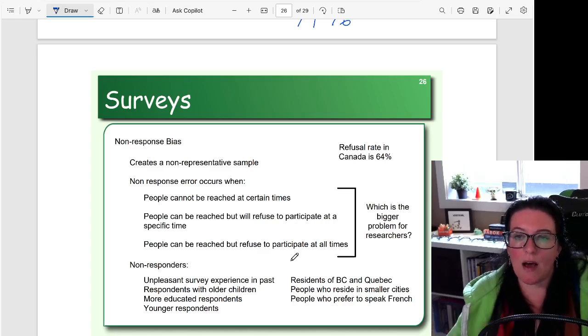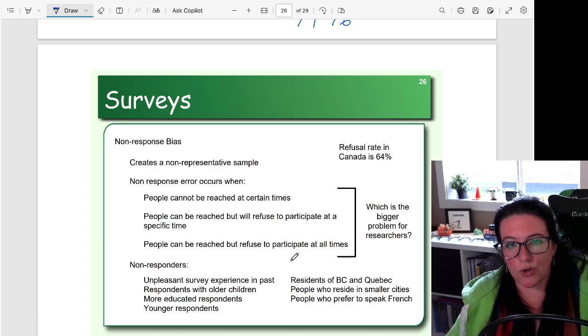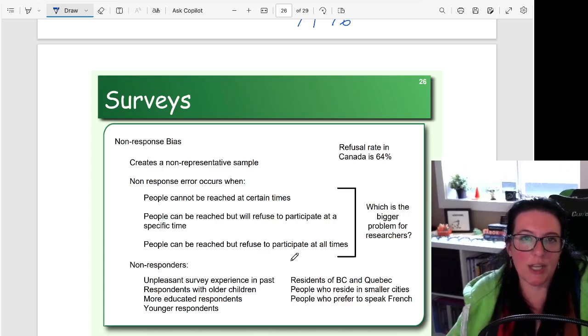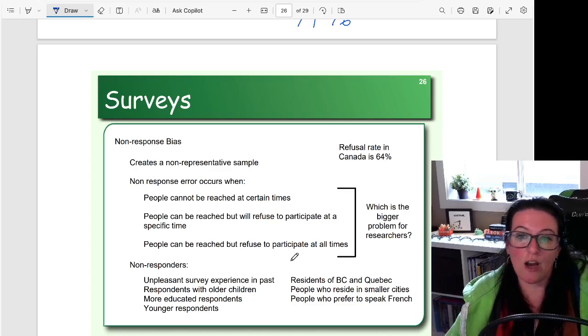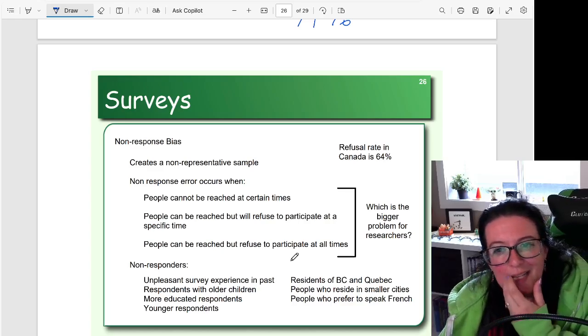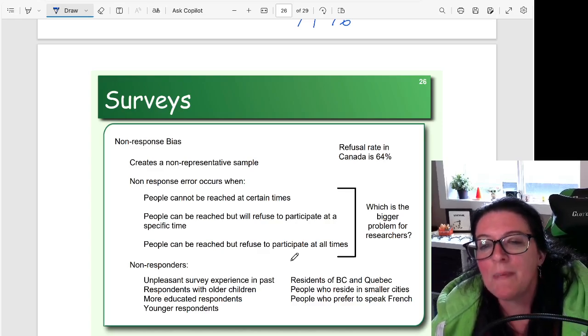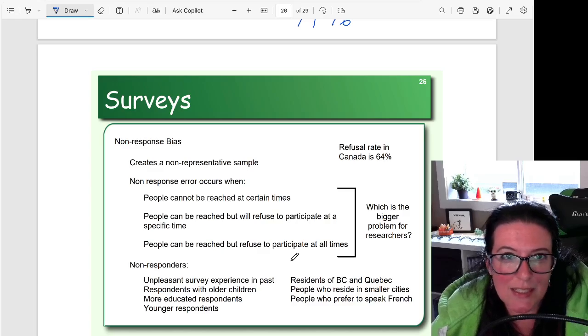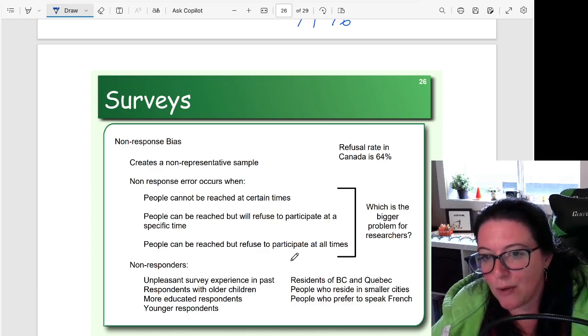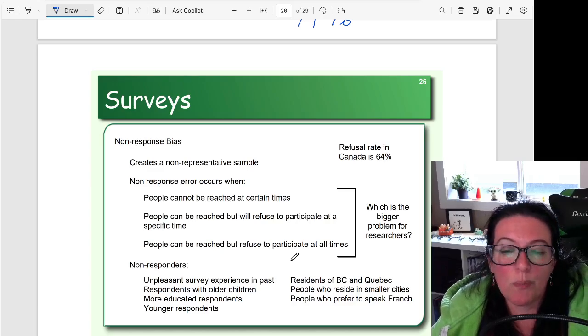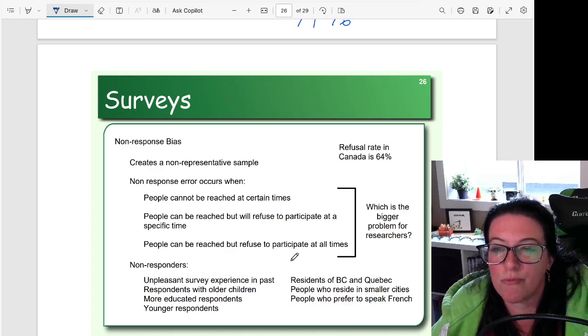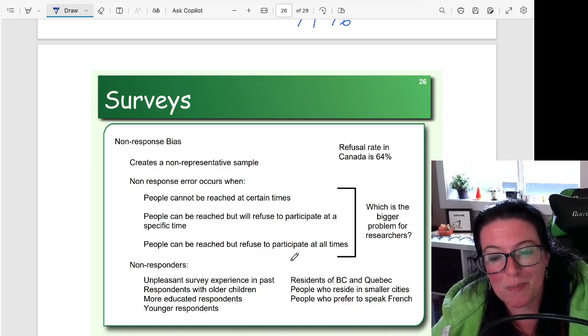So people who've had an unpleasant research experience in the past, people with older children, people who are more educated, people who themselves are younger. Interestingly, people who live in BC and Quebec are less likely to participate in research and surveys than in other provinces. People who live in small cities are less likely to participate than people in bigger towns and cities. And people who prefer to speak French, instead of those who prefer to speak English, are less likely to participate in surveys.